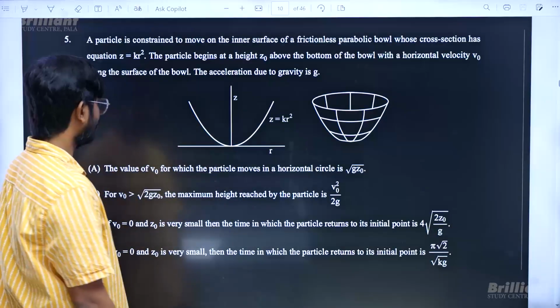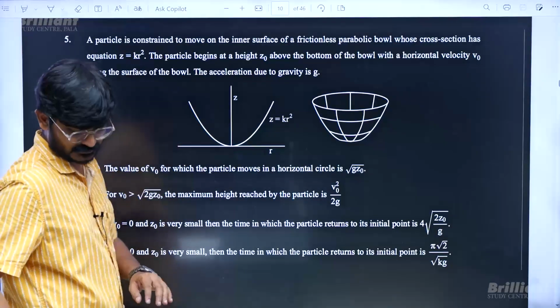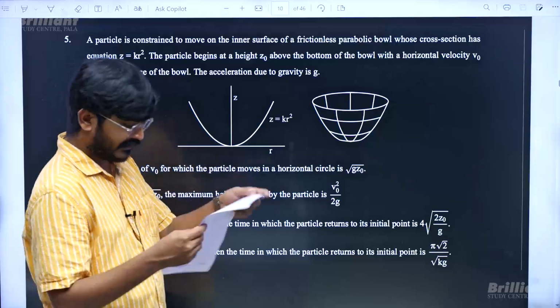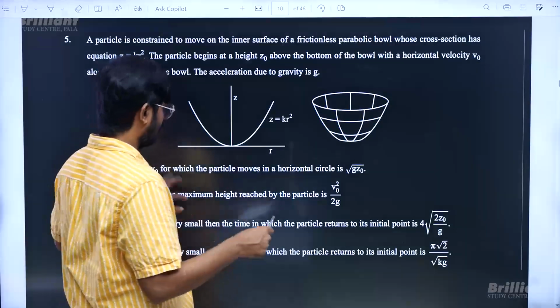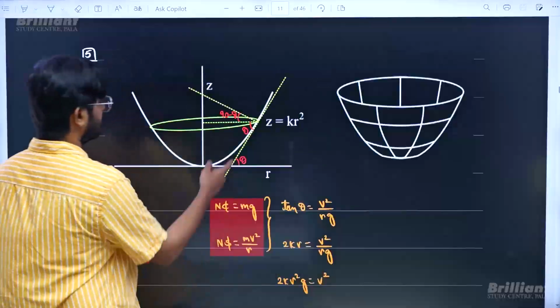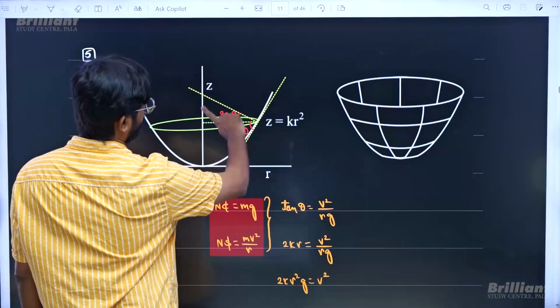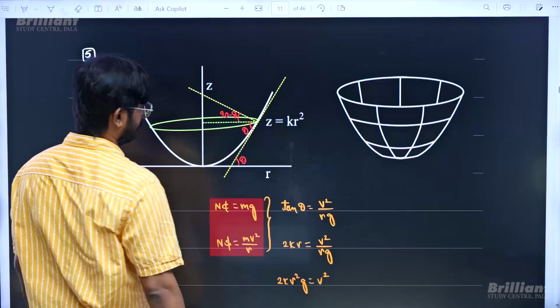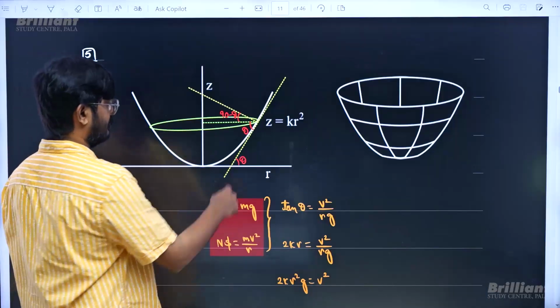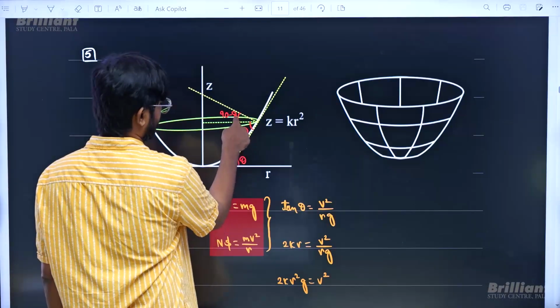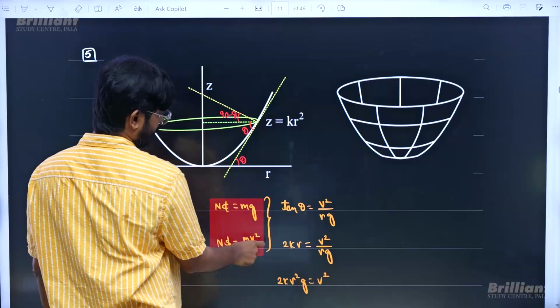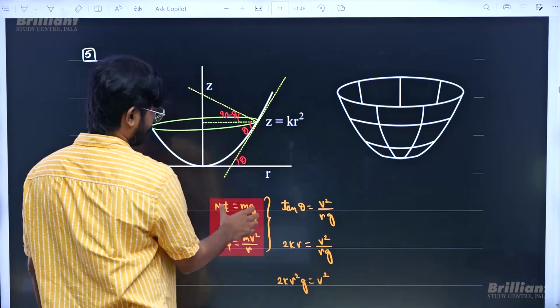Then the value of v0 for, okay, we will go with the first option: the value of v0 for which it will perform a horizontal circle. If it is performing circular motion, then the normal's horizontal component should provide the centripetal force, and the normal's vertical component will be balancing mg. If this is theta, this will be theta, this is 90 minus theta. So n sin theta will be providing centripetal force, n cos theta will be balancing mg.